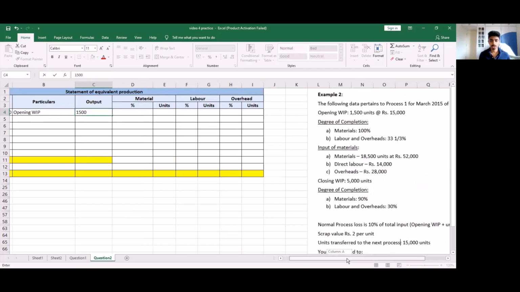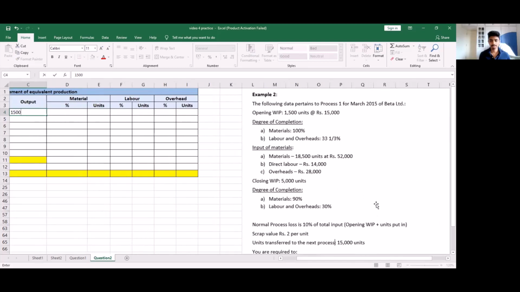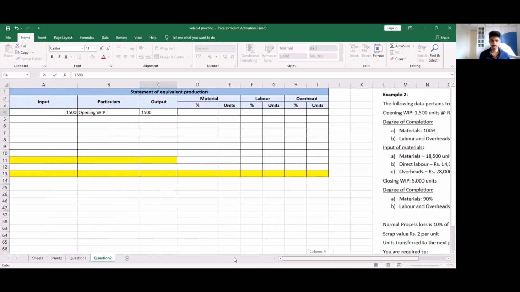Next, we have our raw materials introduced. Raw materials introduced is the same as materials, and here we have it, input of materials 18,500 units. And this is our input. So we shall write raw materials introduced input 18,500. Now these 18,500 units of raw material will go on to become our finished goods.